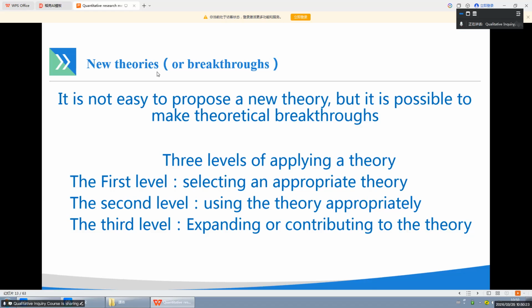So we have three levels when applying a theory. The basic level is you have to choose an appropriate theory. This is basic, but many students have problems with this level. When you write your own thesis, maybe many of you will have this problem also. You have to present theory in your thesis, but the problem is whether the theory is really suitable for your research.